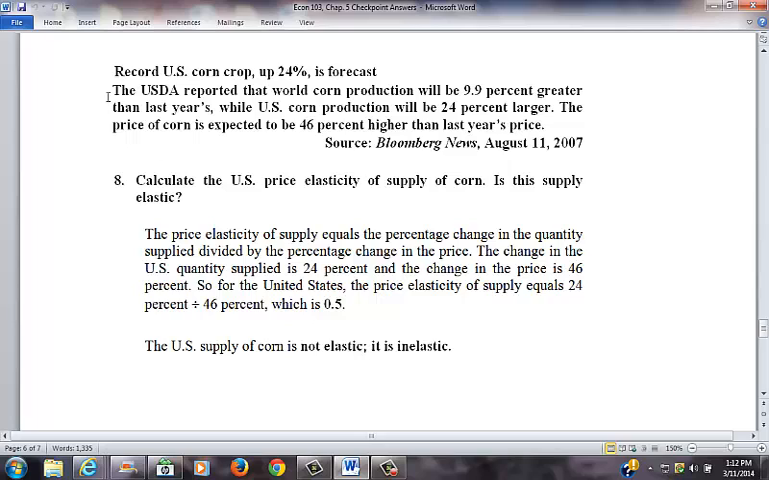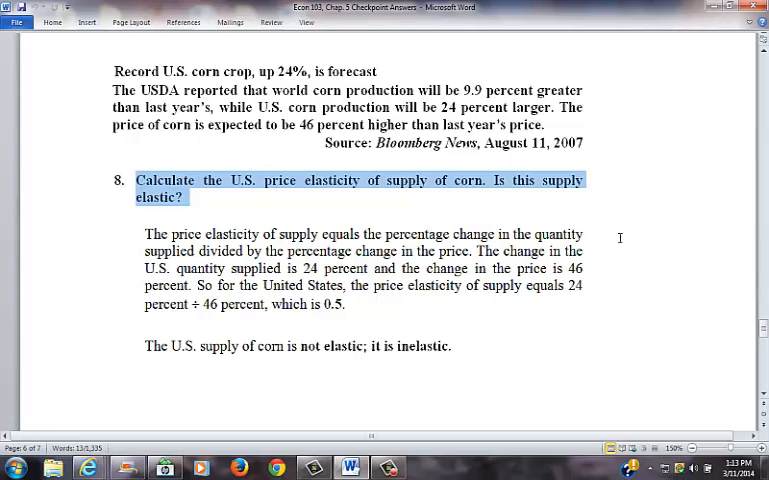Background information for question 8. Headline reads, record U.S. corn crop up 24% is forecast. The USDA reported that world corn production will be 9.9% greater than last year's, while U.S. corn production will be 24% larger. The price of corn is expected to be 46% higher than last year's price. Question 8 asks, calculate the U.S. price elasticity of supply of corn.